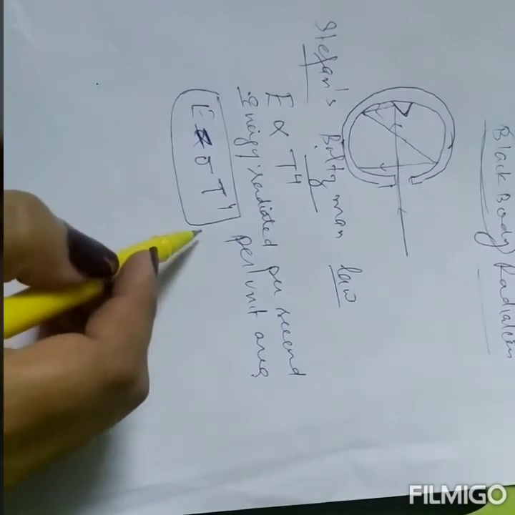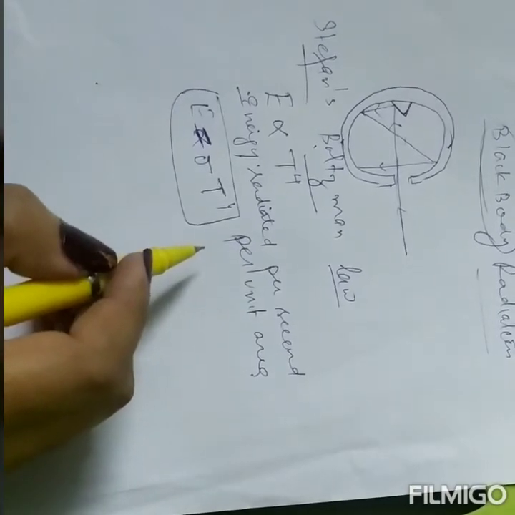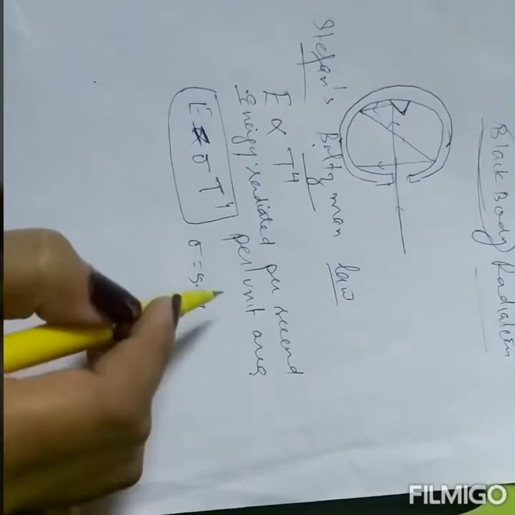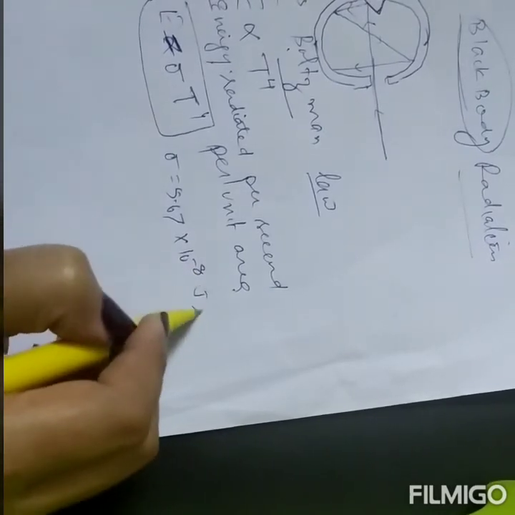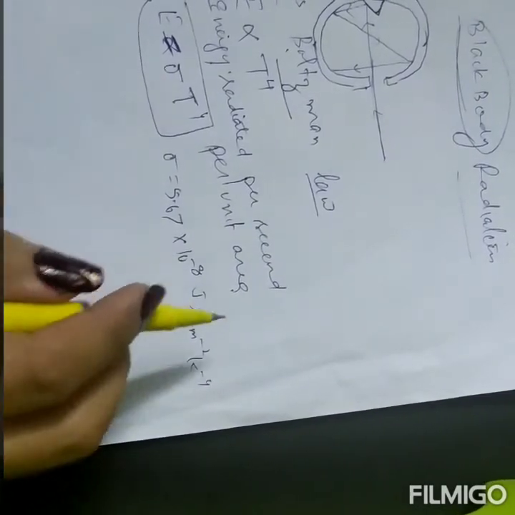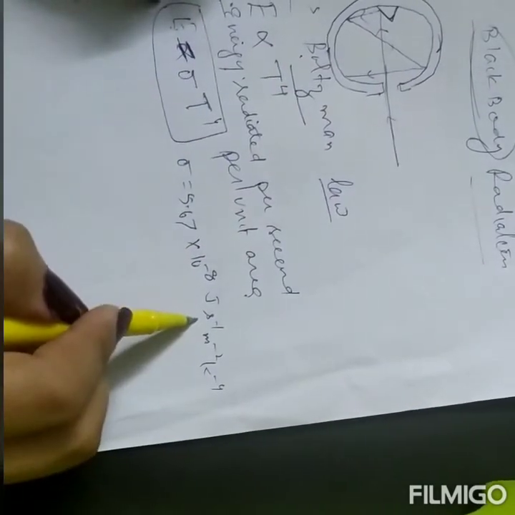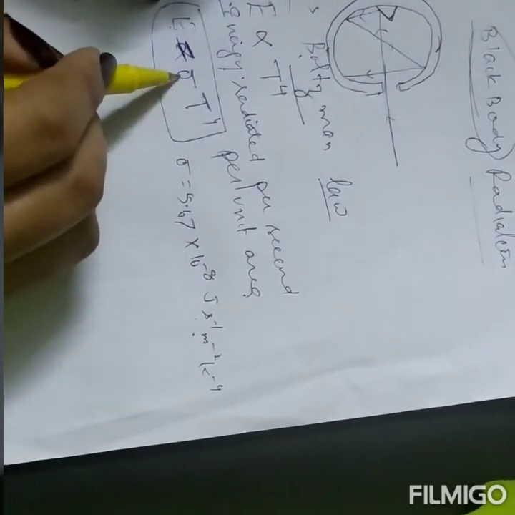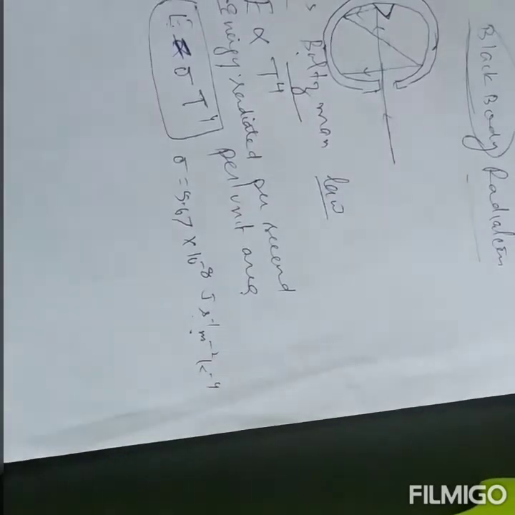This is your Stefan-Boltzmann law, where sigma is the constant of proportionality, also called Stefan's constant, and its value is 5.67 into 10 raised to power minus 8 joule per second meter minus 2 Kelvin minus 4. Now you will ask where this second and meter minus 2 came from. This is because E is energy radiated per second per unit area, and when you calculate sigma, it is E divided by T4, that is why Kelvin minus 4. Okay, so this is all about Stefan-Boltzmann law.